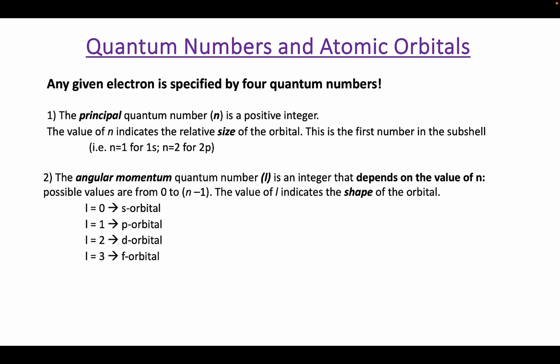The second quantum number we'll call L, and that is an integer that depends on n. This is basically the rule that tells us only s is allowed in the first energy level, so the principal quantum number 1, n equals 1, only permits s. If it's 2, it permits s and p, and if it's 3, it can permit s, p, or d, and so on.